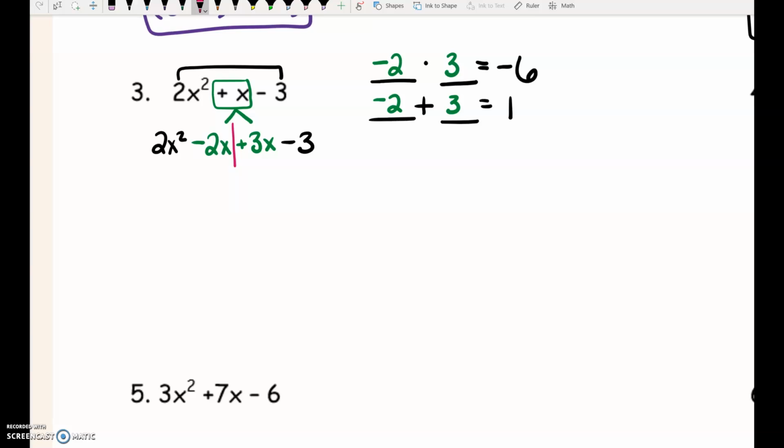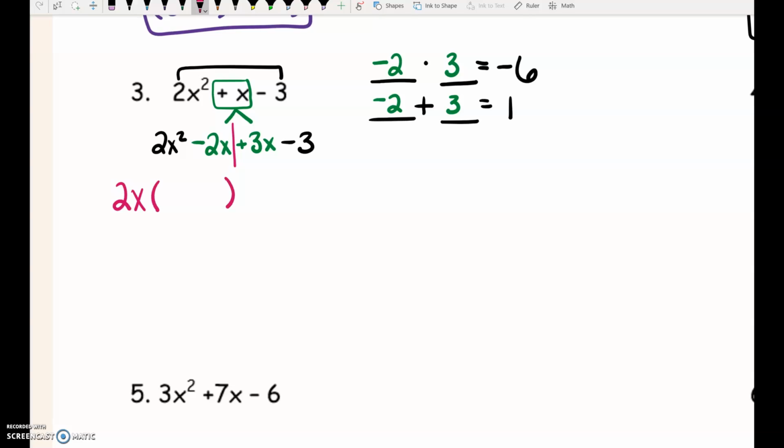Let's look at this first group. Ignore the 3x minus 3. Just look at the 2x squared minus 2x. What do 2x squared and minus 2x have in common? They both have an x. They both have a 2.